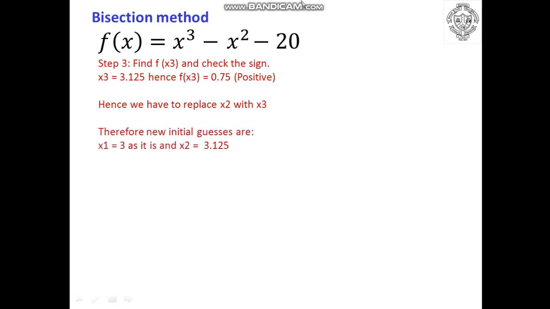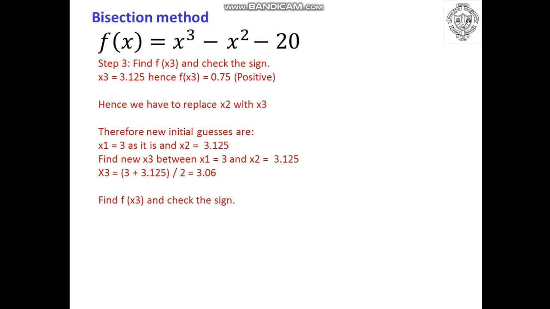So in the new initial cases, x3 is equal to 3 as it is, and now x2 will be considered as 3.125. Now we will find out the next approximation as the value of x3 between points x1 and x2. So x3 will be equal to (3 plus 3.125) divided by 2. Now if you consider the value of this x3, which is the midpoint, again it is converging or approaching towards the exact root, which is 3.06.